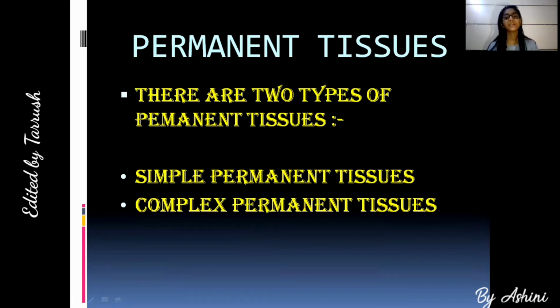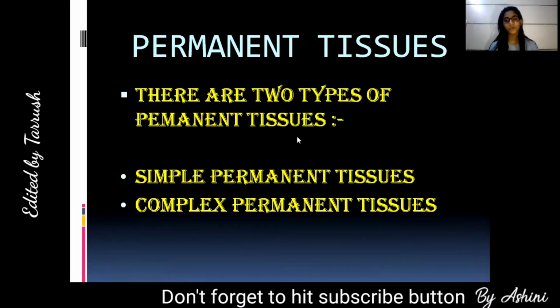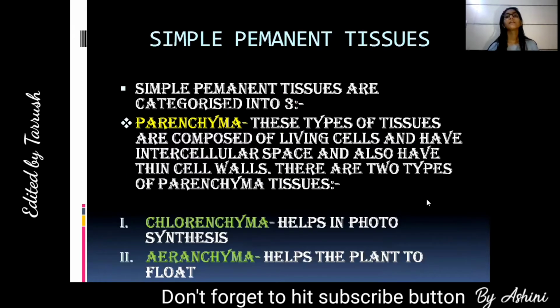Permanent tissues. There are two types of permanent tissues, as we saw in the mind map: simple permanent tissues and complex permanent tissues. Simple permanent tissues are categorized into three. Parenchyma. This type of tissue is composed of living cells and has intercellular spaces and thin cell walls. There are two types of parenchyma tissues: chlorenchyma and aerenchyma.